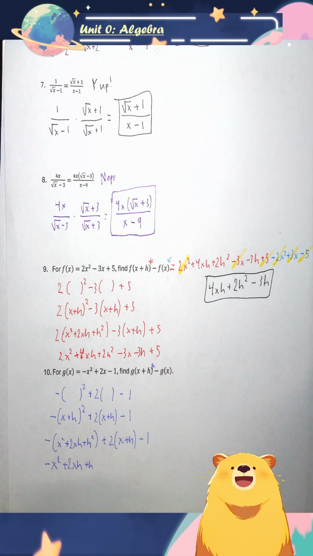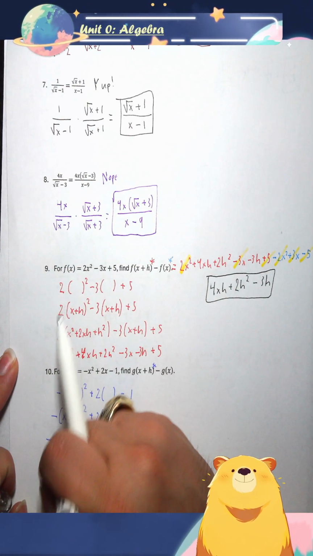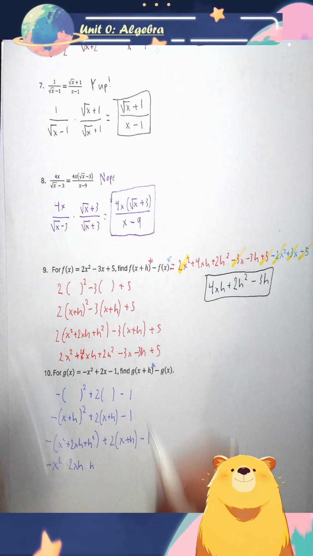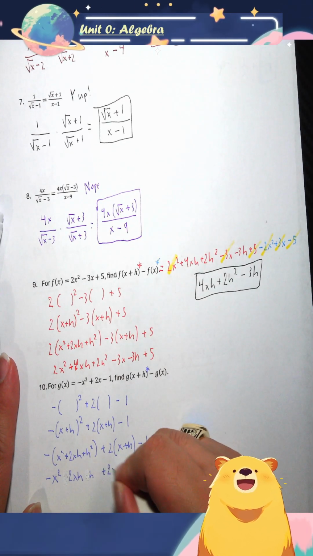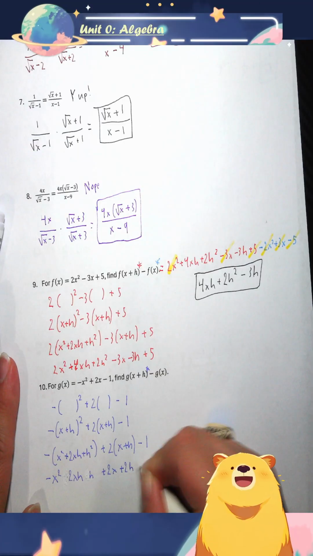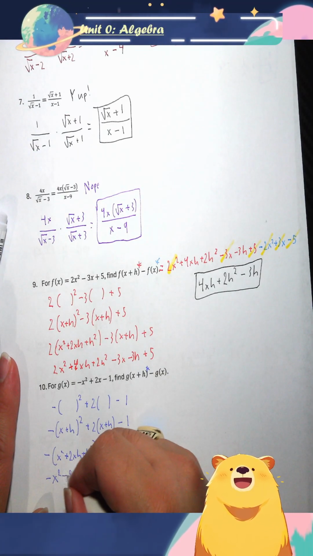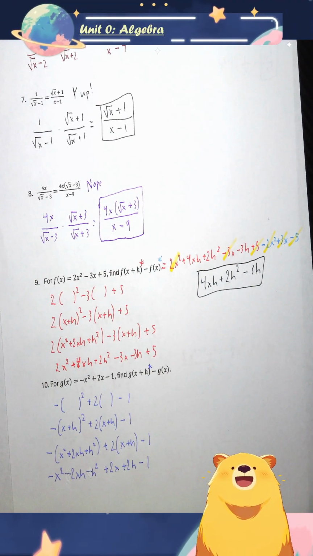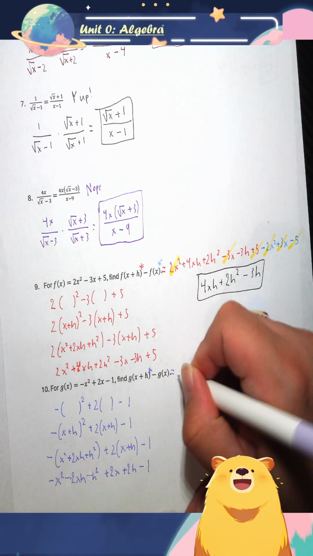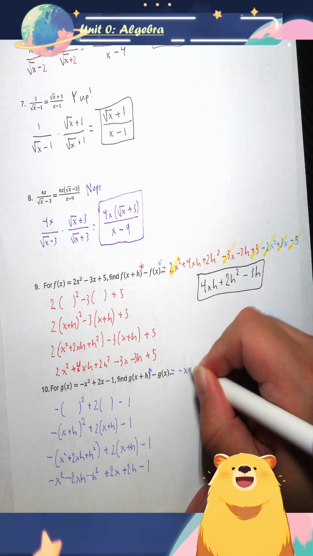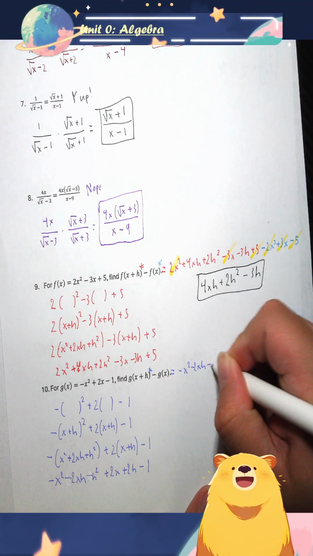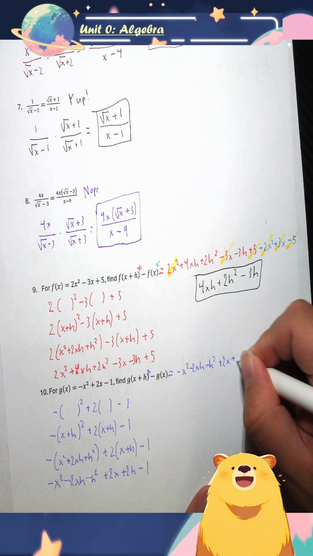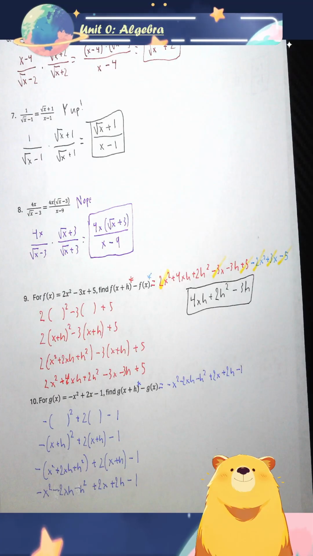I did not distribute that negative properly. And plus 2x plus 2h minus 1, and a negative here and a negative here. Oh, squared. Okay. So now let's plug this in. We've got negative x squared minus 2xh minus h squared plus 2x plus 2h minus 1.